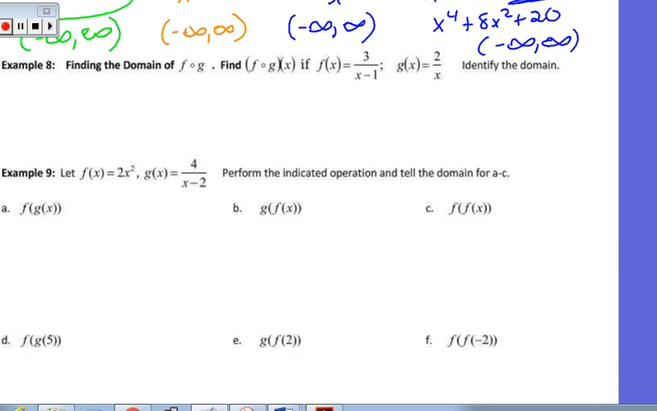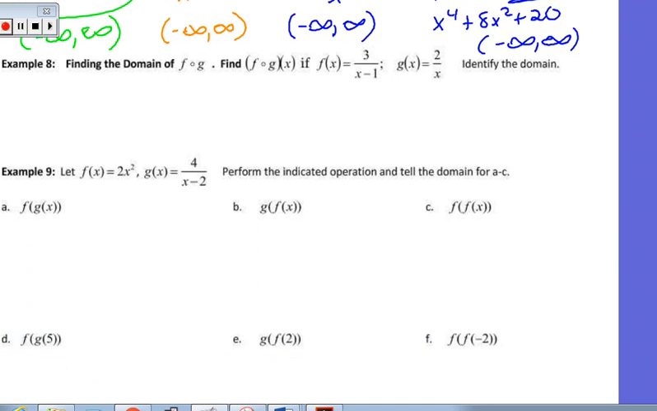All right, moving on to example 8, finding the domain of f of g. So I want to find f of g of x. F is defined as 3 over x minus 1. G is defined as 2 over x. So I'm going to take g, 2 over x, and I'm going to replace that right in there where I see an x. So let's just find the function first.